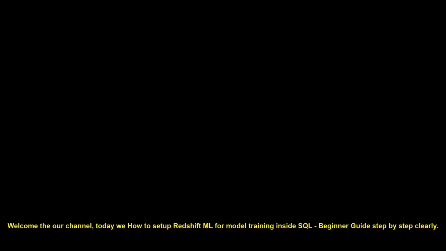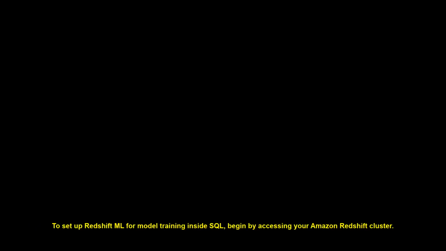by step clearly. To set up Redshift ML for model training inside SQL, begin by accessing your Amazon Redshift cluster. Make sure your cluster is running and you have the necessary permissions to create resources. Connect to your Redshift cluster using your preferred SQL client. Once connected, ensure you have data in your Redshift tables that you want to use for model training.